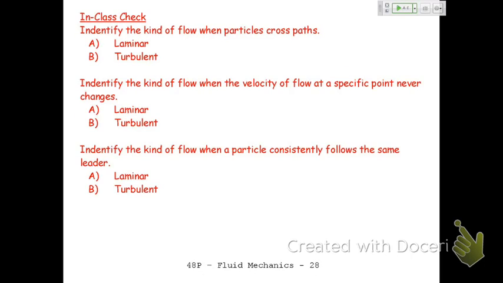So, few questions. Identify the kind of flow when particles cross paths would be what? Could be turbulent. Identify the kind of flow when the velocity of flow at a specific point never changes. Laminar. Identify the kind of flow when particles constantly follow the same leader. Laminar.